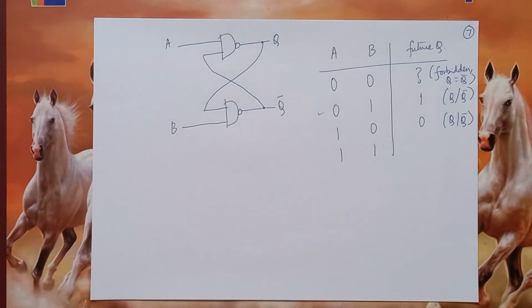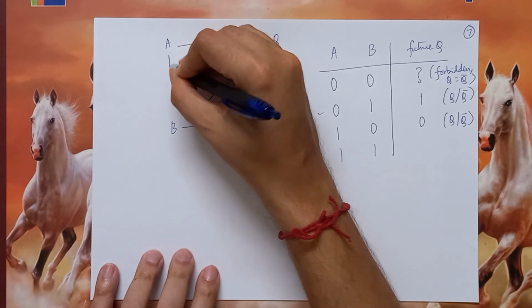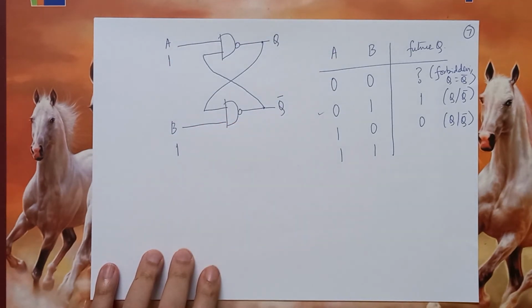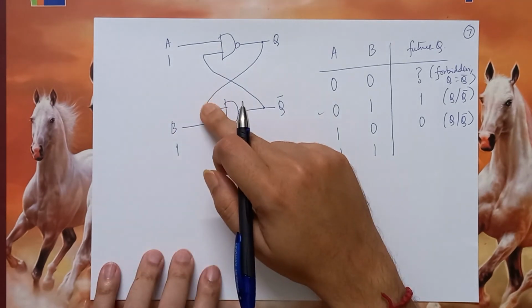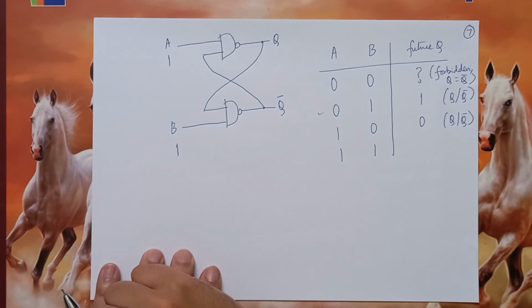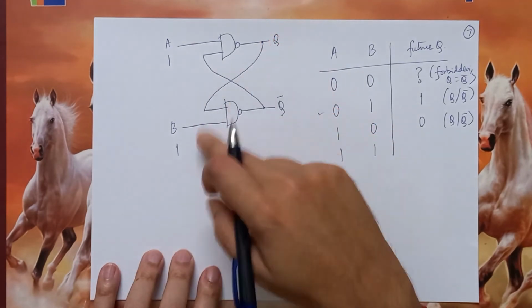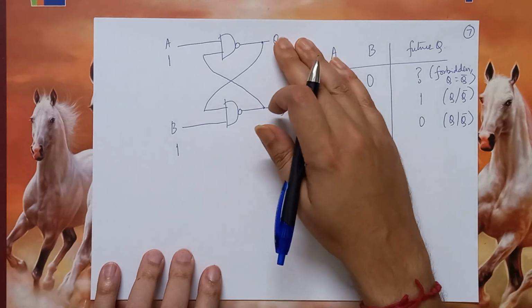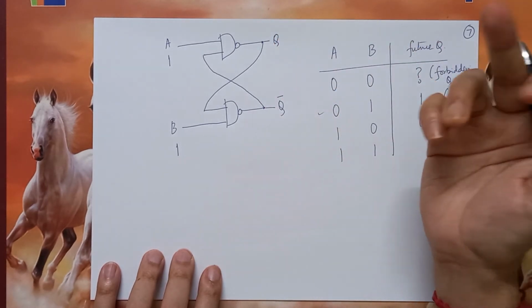So therefore, let us now see what happens when A and B are both 1 and 1. So when A is 1 and B is 1, both gates get inputs of 1, but that's not enough. We need to know what the other input is, because if that other input is 1, then the output would be 0. If the other input is 0, the output would be 1. So we don't know anything about the other input. So therefore, best is we can assume it.